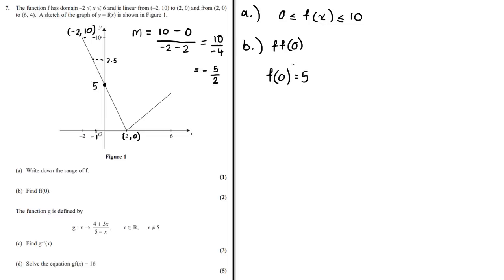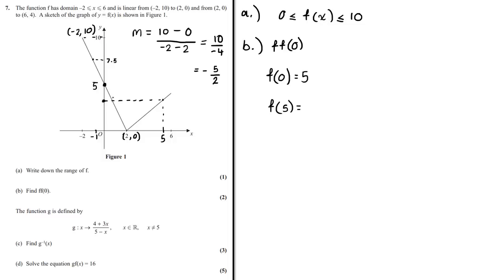But now we need to find f of 5. So we found f of 0, and f of 0 now goes into f again. So f of 0 is 5, so what we're looking for now is f of 5. So f of 5 is going to be somewhere over here. Let's say that's 5. So what we're looking for is this value. We go across here. That's what we're looking for now.